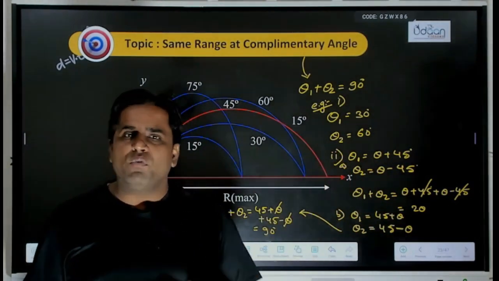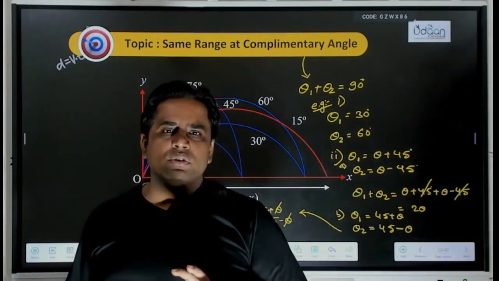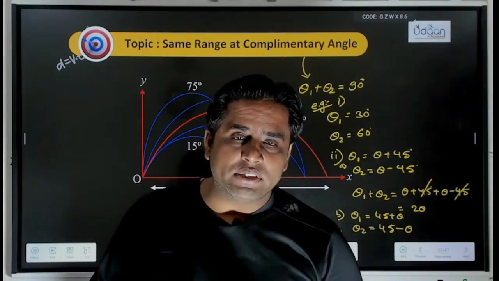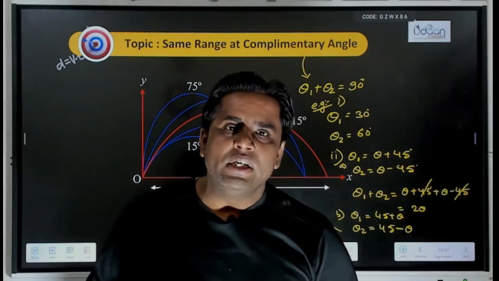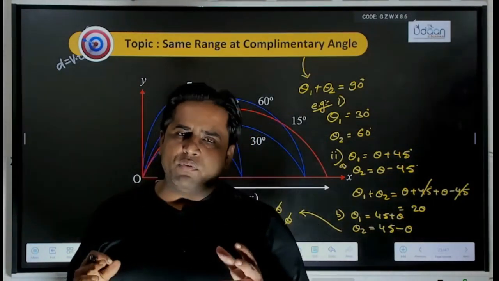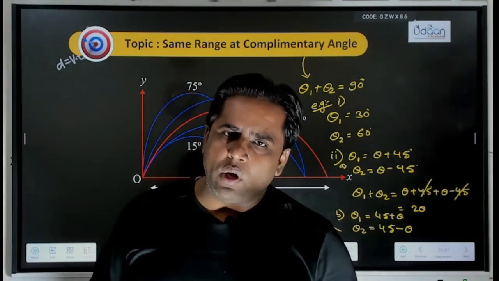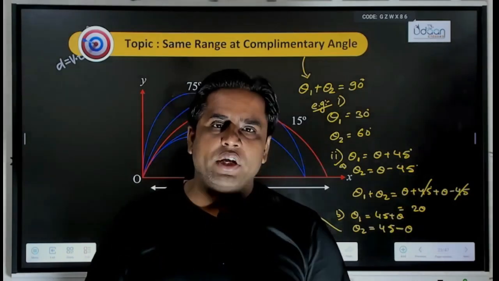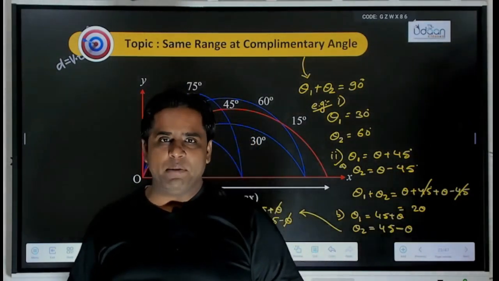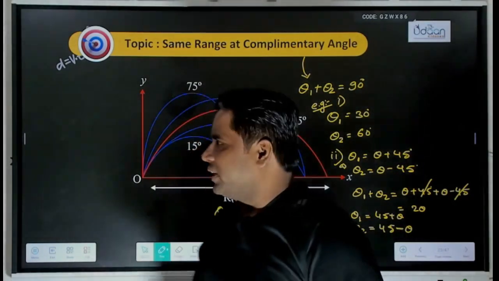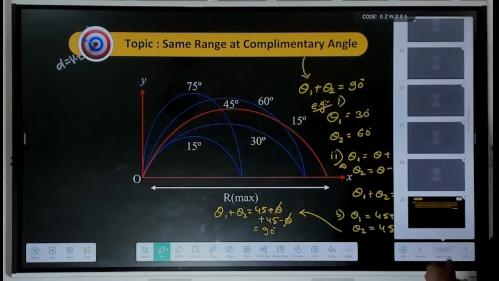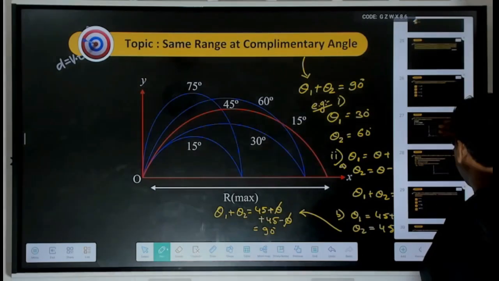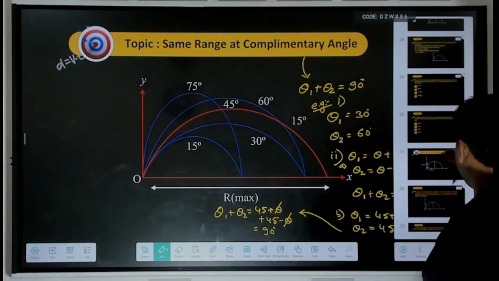Is this clear? So what I am going to say to you is that you just add up all those angles, so that you could find out whether those two angles are forming the complementary angle or not. If it is forming, then the range at both the angles is going to be same. That is what I mean to say. Clear? Clear. Very good. So depending upon all this, now we are going to attempt several questions, and depending upon the several questions we are going to get the idea.